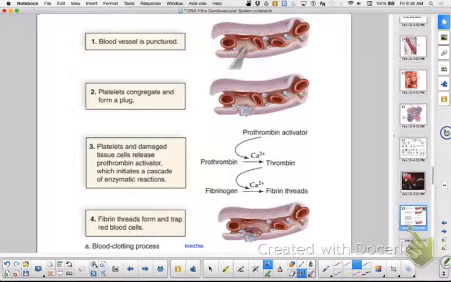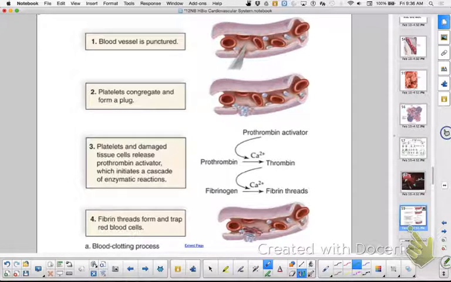When you have an injury, you will have platelets going around in this area trying to block it. But that's not going to be enough, them crowding in this area. And when you have damaged tissue, you will have a prothrombin activator, which will convert prothrombin to thrombin, but only if you have calcium. And then that will trigger fibrinogen to become fibrin, but again, only if you have calcium. That is showing you just two steps. There are over 12 different clotting factors.